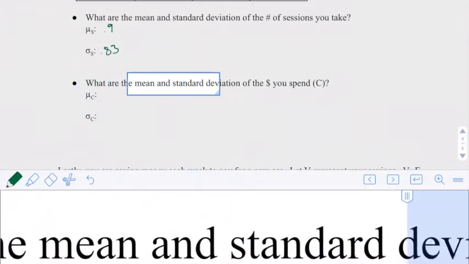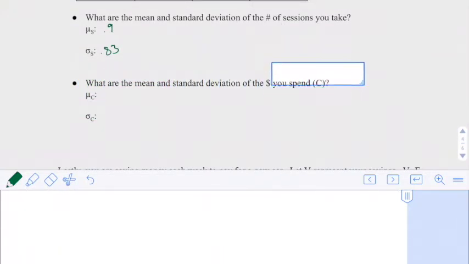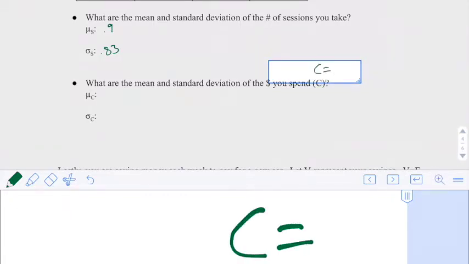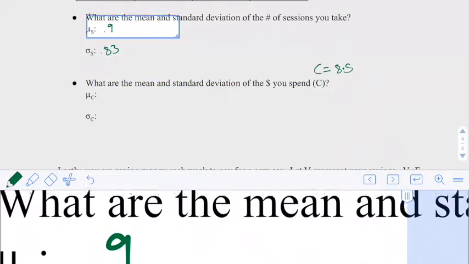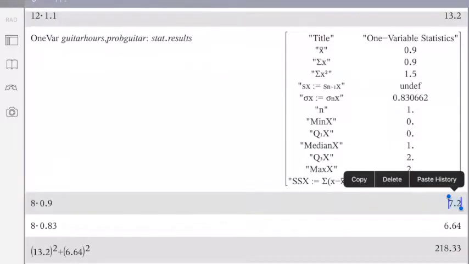What about the mean and the standard deviation of the money you spent? So this cost is 8 times the sessions. So we're just going to multiply everything by 8. So 7.2 and 6.64.